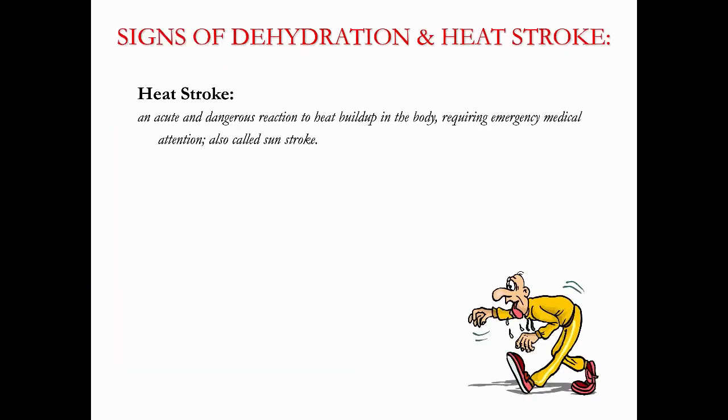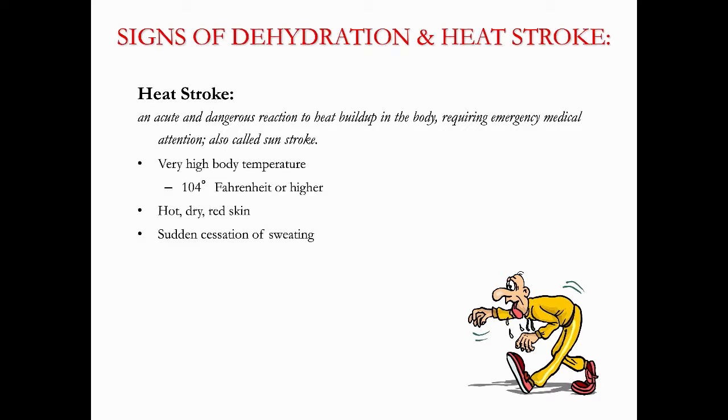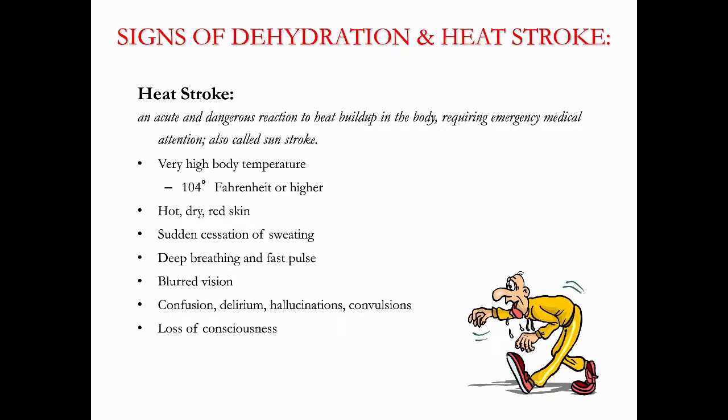Heat stroke is an acute and dangerous reaction to the buildup of temperature in the body, and this requires emergency medical attention. If you've been outside in dry temperature where there's no humidity, you may not be able to tell that your body is sweating, because as you sweat, it evaporates really quickly. A person can develop sunstroke. If not treated immediately, it can lead to death. Symptoms include a body temperature of 104 degrees Fahrenheit, hot, dry, red skin, sudden cessation of sweating, deep breathing and fast pulse, and blurred vision. It's not a good thing.